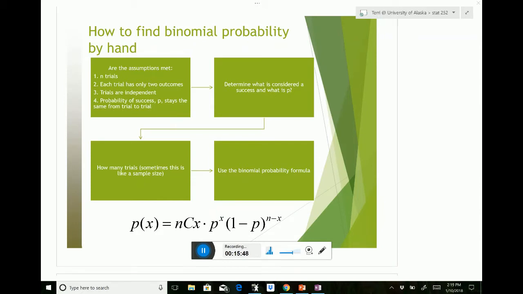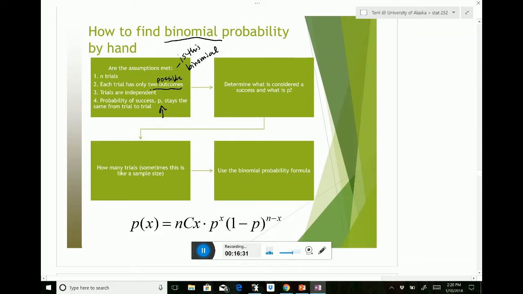So the first thing we want to do is make sure all the assumptions are met for the binomial. So is it really binomial distributed? Binomial meets these assumptions. There's n trials, or like a sample. Okay, they're choosing n people. Each trial has only 2 possible outcomes. Okay, yes or no. They have the disease, they don't have the disease. Whatever it is. Trials are independent of each other. Okay, that includes pseudo-independence is fine. And the probability of a success, P, stays the same from trial to trial.